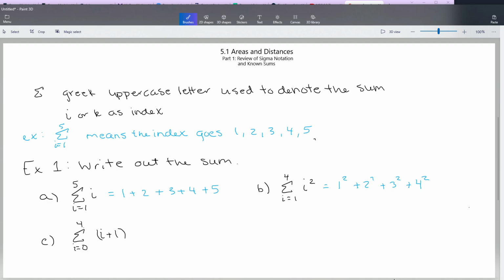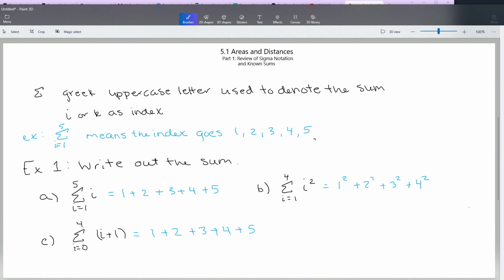Now, a lot of times, like we've talked about in class, computer science people like to start the indexing at 0. So if we start at 0, what are we going to get here? The first number is 0 plus 1 or 1. The second number is going to be 1 plus 1 or 2. The third number is going to be 2 plus 1 or 3. And then 3 plus 1 or 4, and then 4 plus 1, which is 5. So you can actually see that this is exactly the same as part A.